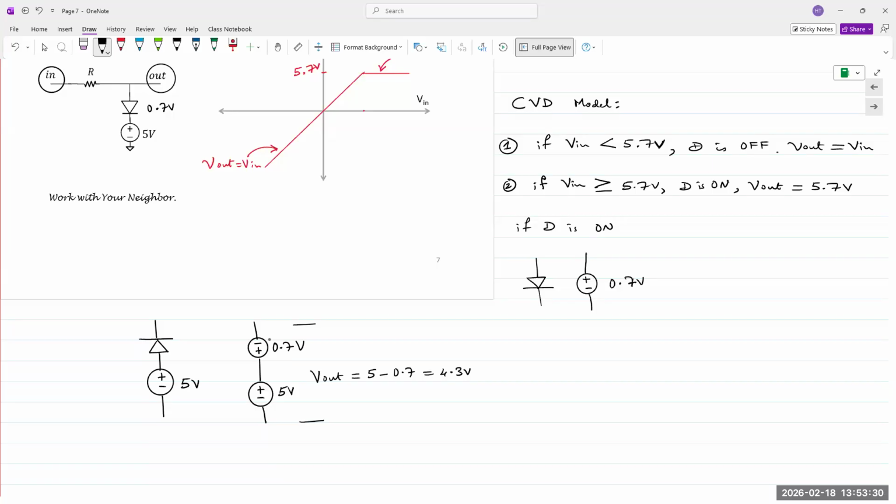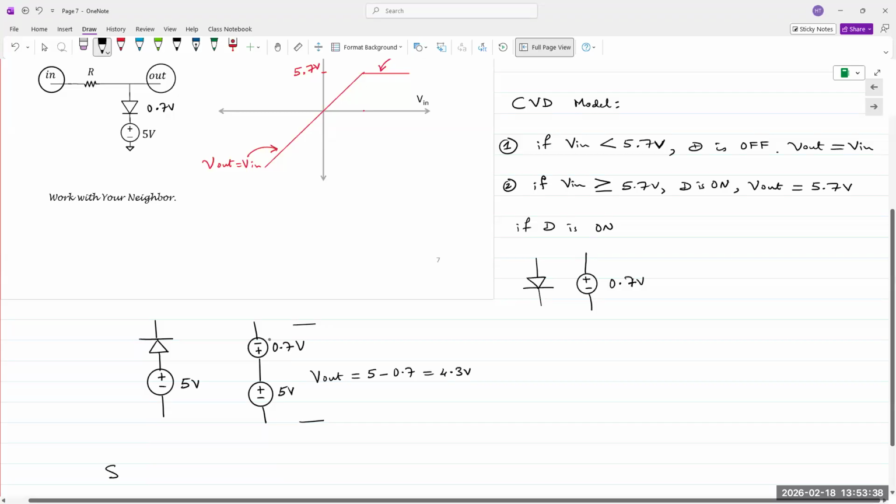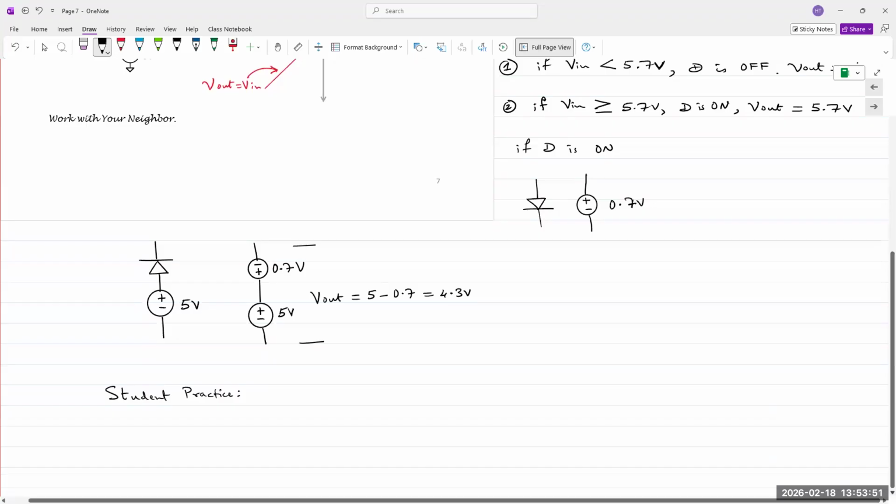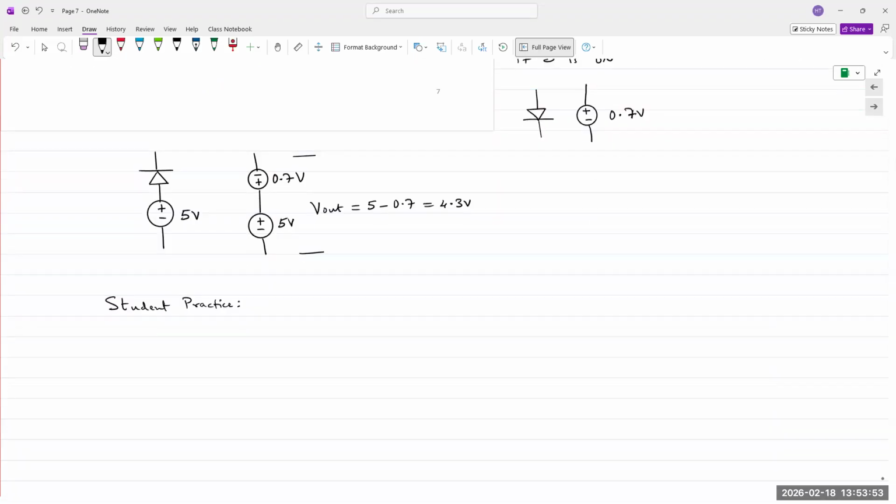Good question. So what happens if the voltage source is flipped? And then that would be for students to analyze and understand. But yes, that is correct. To extend your learning, I would say you have two possibilities. You can flip the diode or you can flip the voltage source. So you have a 2x2 matrix, 4 different scenarios.